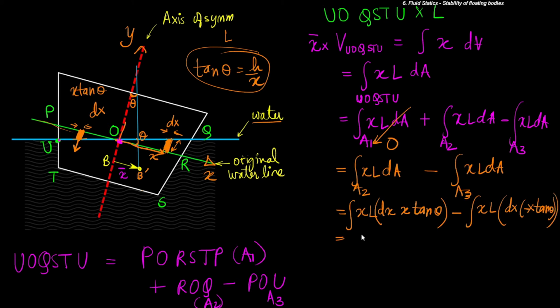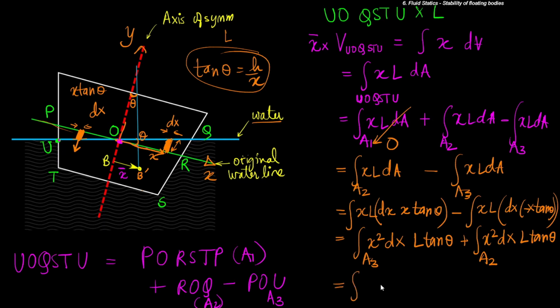So it will be the integration of x square dx L tan theta over A3. Now this minus sign comes out and combines with the earlier minus sign, so it becomes the integral of x square dx L tan theta over A2. Essentially, let me take the L outside. It is going to be tan theta times L times the integral of x square dx.